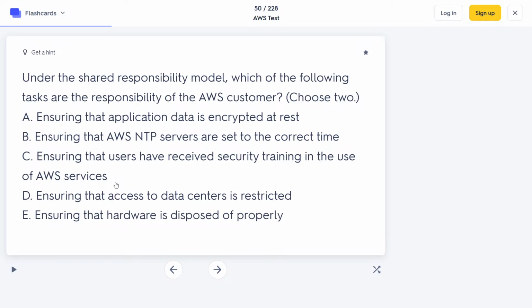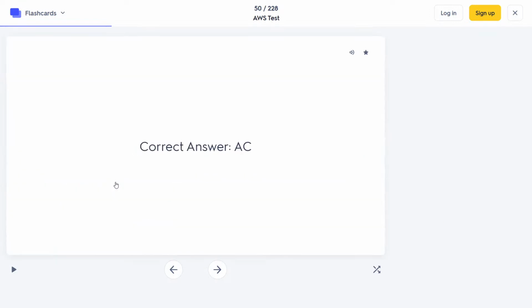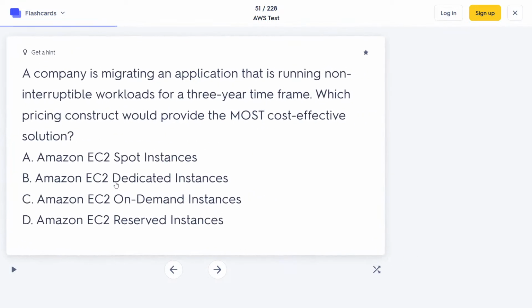Let's go to question number 50. Under the shared responsibility model, which of the following are the responsibility of the AWS customer? Ensuring that application data is encrypted at rest. Ensuring that AWS NTP servers are at the correct time. No. Ensuring that users have received security training. Probably, yeah, that's right. Ensuring no. A and C is right. Yes, beautiful.